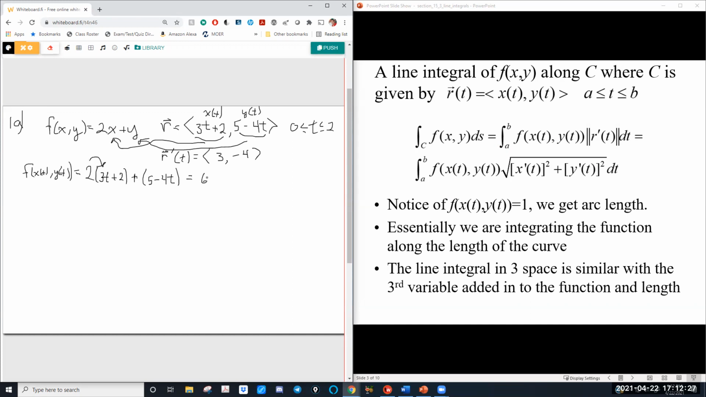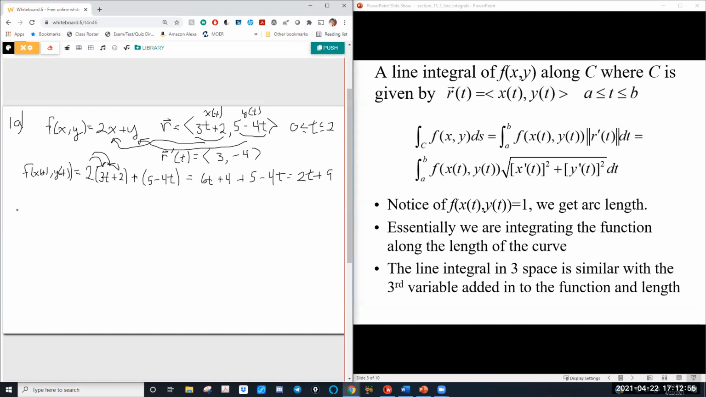So we've got 6t, that's a bad arrow, plus 4. And there's nothing to distribute here, plus 5 minus 4t. And we'll simplify that down to what? 2t plus 9. All right, so that is our function in terms of t, because we want everything to be in terms of t so we can integrate.